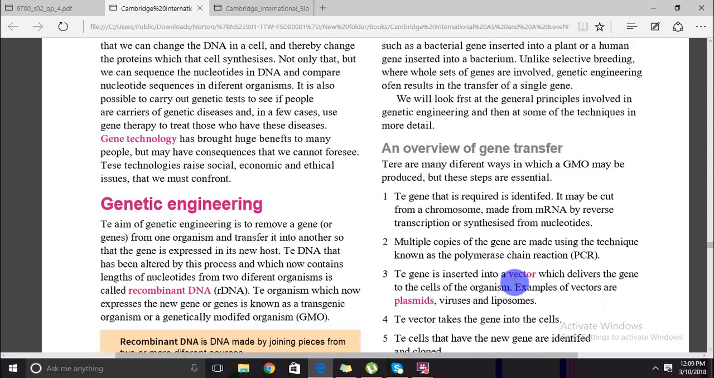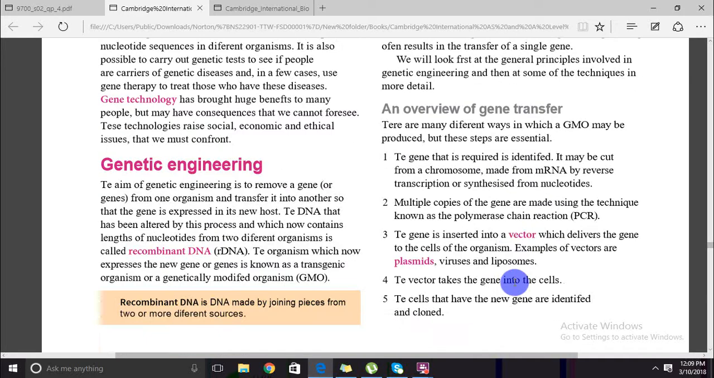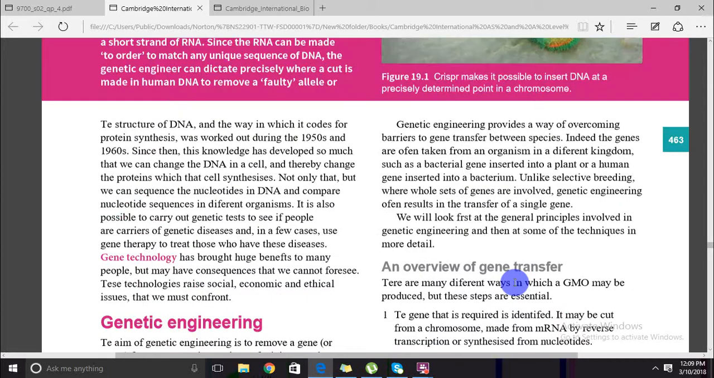And there are social and ethical implications because there are certain risks that are foreseen, and we aren't all that sure just how credible those risks are. Maybe we're just not foreseeing the actual consequences. So recombinant DNA is made by joining pieces from two or more different sources and provides a way of overcoming barriers to gene transfer between species.